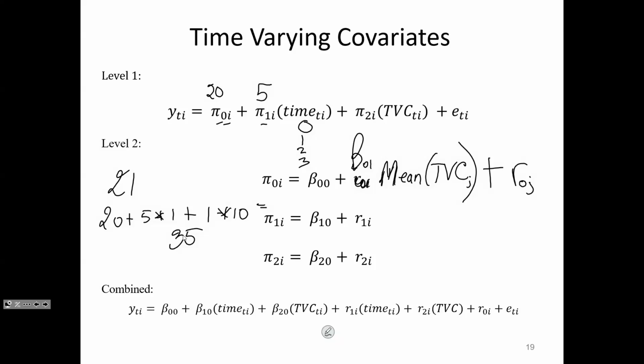Would I want to put that anywhere else? Where else might I want to put that person mean variable? Yeah, I probably would want to put it in the slope for time as well, so this would be beta 1,1. So this is saying, is there an effect of the average amount of reading time on the growth slope? Maybe people who tend to read more on average across time grow more quickly than people who read less on average.